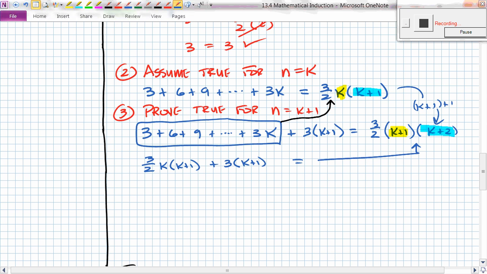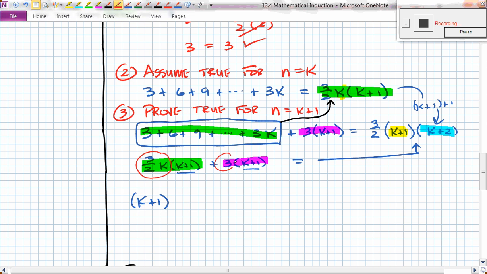Our goal is to make the left-hand side look like the right-hand side. Does anybody notice anything? This is the trick here. Notice I have a k plus 1 there and I have a k plus 1 there. Do you see that? I can factor out a k plus 1. I can factor by grouping. And then what do I have left over? I have 3 halves k plus 3.